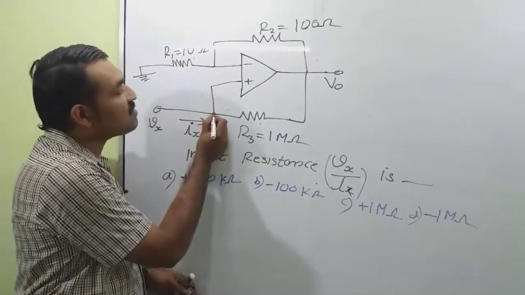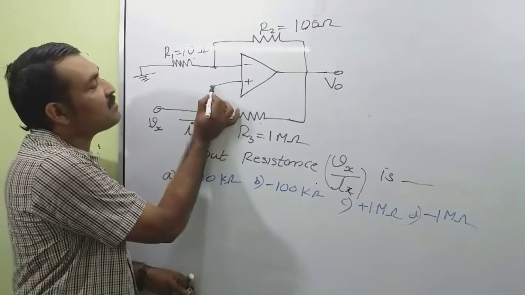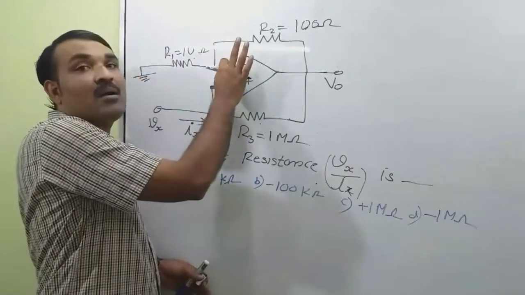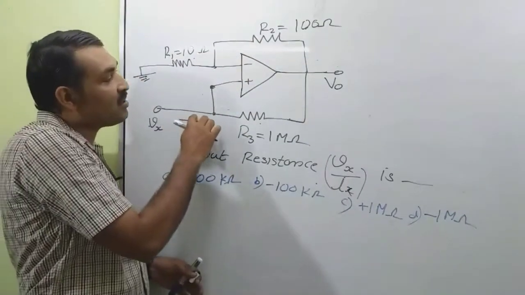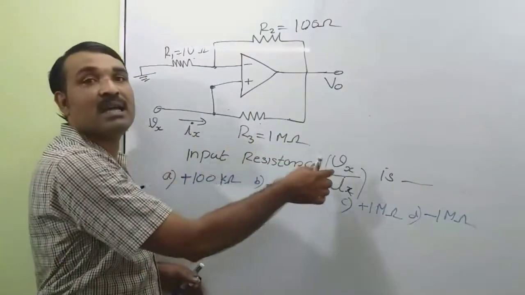So, the potential at this point is the same as the potential at this point. This point means this point, both are the same. So, no current will flow inside the plus terminal or minus terminal. So, this Ix will go in this direction. We want to find the ratio Vx by Ix.